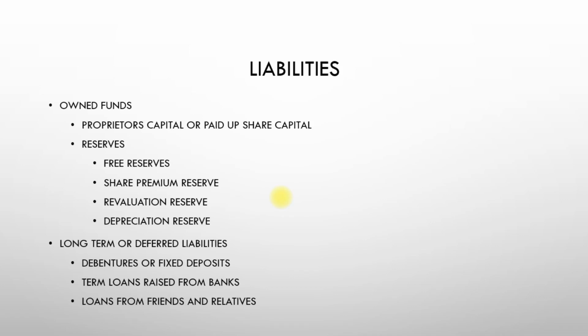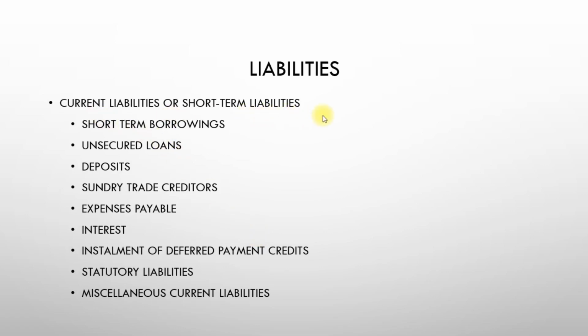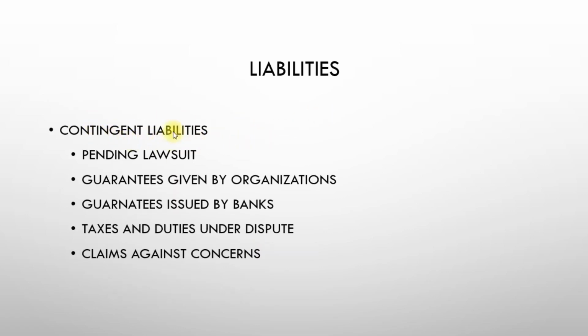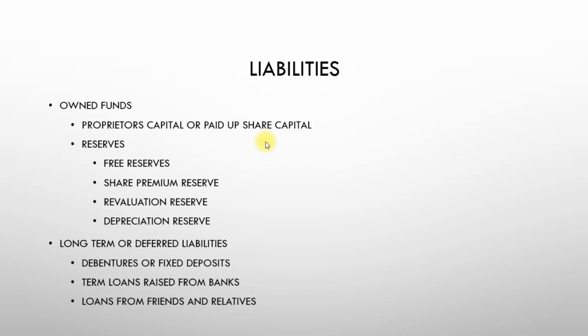So the first one is owned funds, which has proprietor's capital or paid up share capital. It has reserves in different forms. It also has long-term or deferred liabilities. So first is owned funds, then it is long-term or deferred liabilities, then it is current liabilities or short-term liabilities, then it is contingent liabilities, and that is where the liabilities are almost listed for a manufacturing concern. And the next section will be assets. We will explain about it when we get to that section.